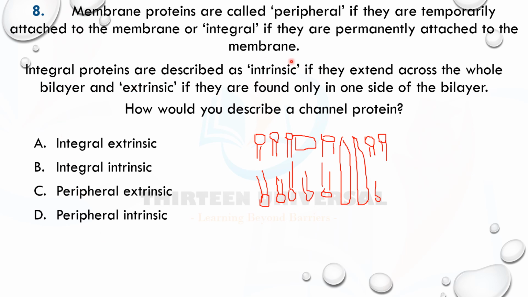Integral proteins are described as intrinsic if they extend across the whole bilayer. This channel protein is extended, so it is intrinsic. And they are permanently attached, so they're both integral and intrinsic. They are permanently attached because they are embedded in the membrane, but they also span across from one side of the bilayer to the other. The other type is integral but extrinsic, which doesn't span across. But the channel protein is both integral and intrinsic. It spans across the bilayer. So it is both integral and what?